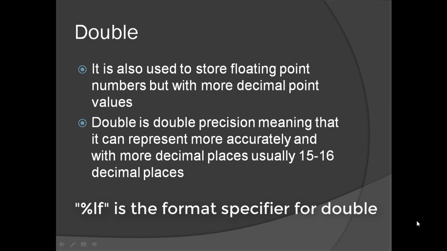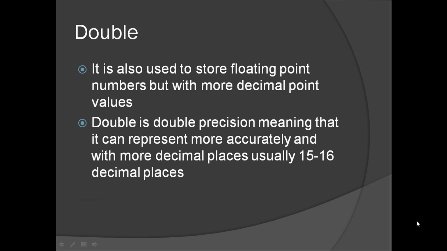Float is a single precision type, as we already know from the previous slide. Float can store 6 to 7 decimal places of precision after the decimal point. That means it can give accurate values for 6 to 7 decimal places, while double can give 15 to 16 decimal places of precision. That is why it is double precision. Float can give accurate digits for 6 to 7 places. Double can give 15 to 16 decimal places.